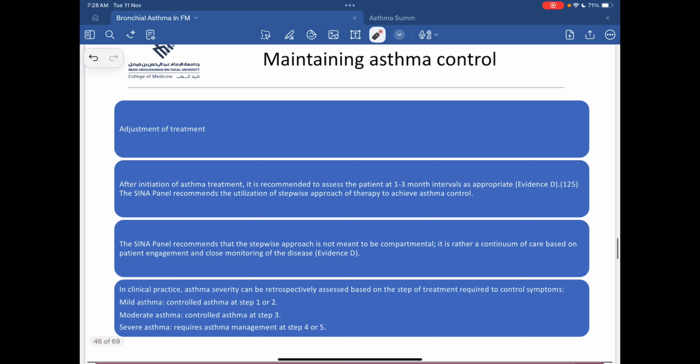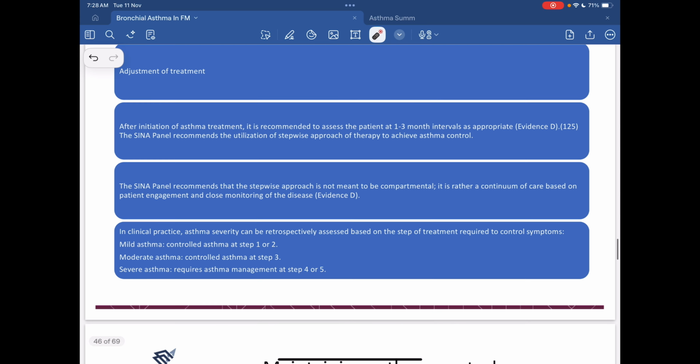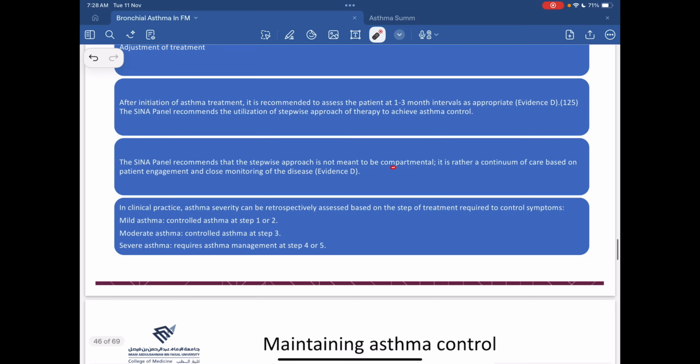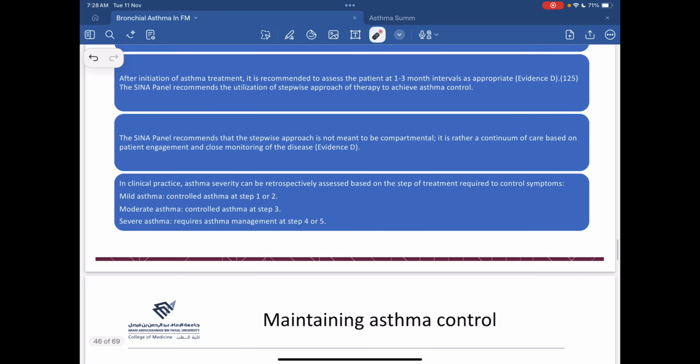Maintaining asthma control. Recommend to assess patient every 1 to 3 months. Stepwise approach is not meant to be compartmental. It's rather a continuum of care based on patient engagement and close monitoring of the disease. معناته it needs to be dynamic, it needs to be flexible. لو تغير البيشنت عادي ما نقول لا والله هو لسه نشوف إنه عنده severe كذا خلاص. و based on results نمشي على الالجوريثم حقنا.